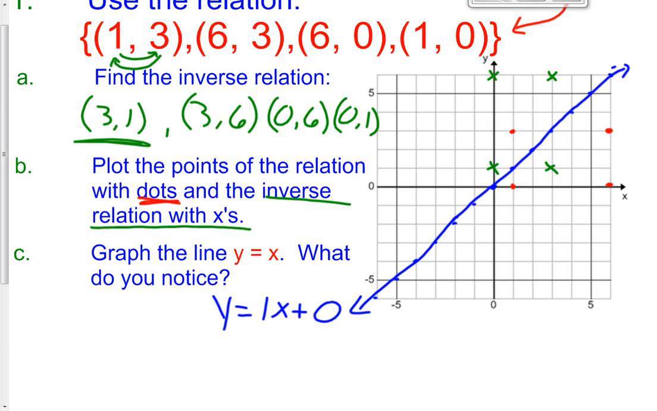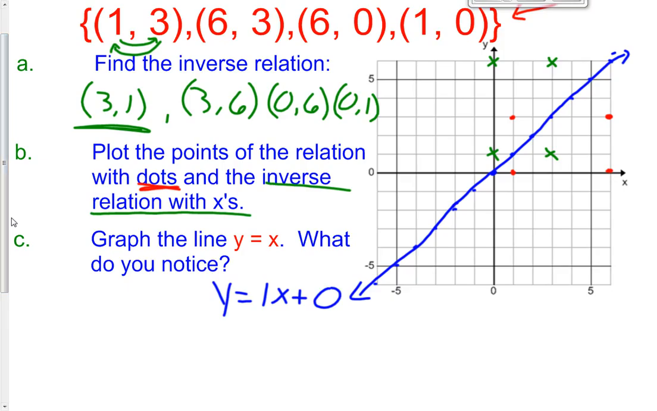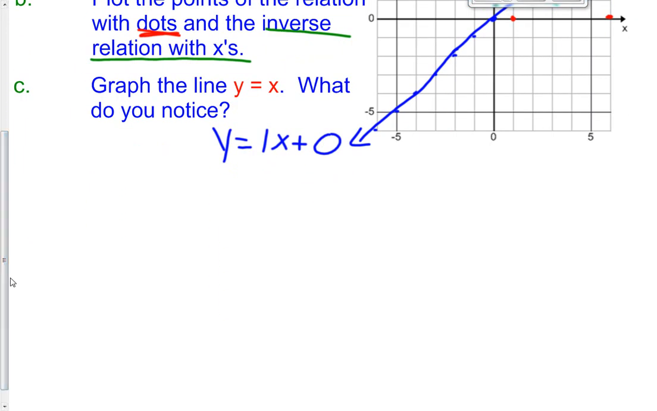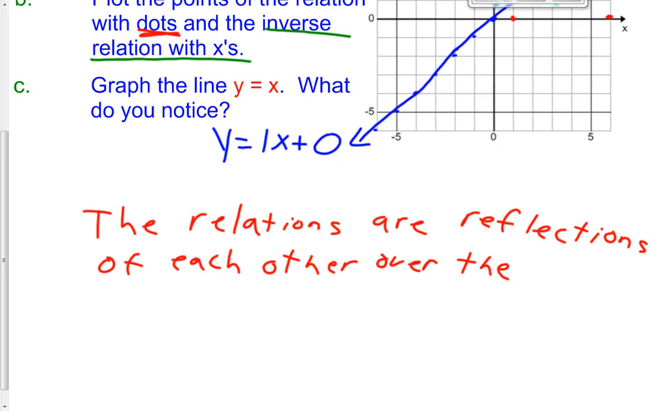Now the last question on this here, it says, what do you notice? I want you to pause the video class, and I just want you to think about what you notice about the green x's and the red dots. After you've thought about it for a little bit, here's what you should see, is that they are symmetrical over the line y equals x. Or another way of saying that is they are reflections of each other. The relations are reflections of each other over the line y equals x.